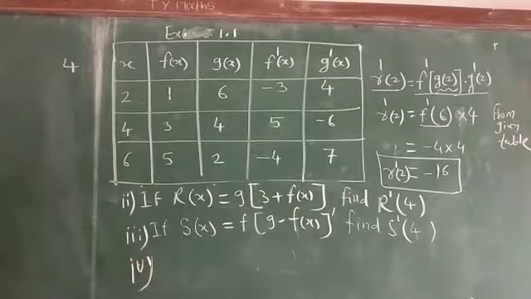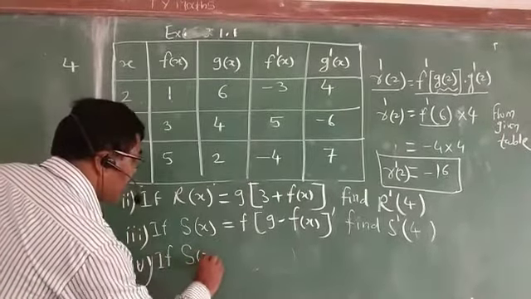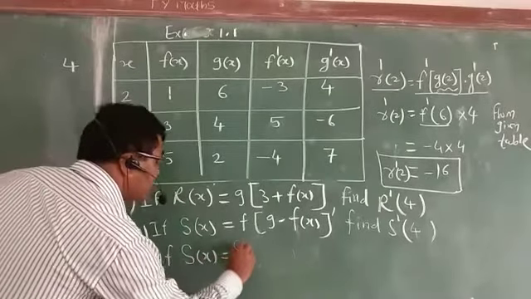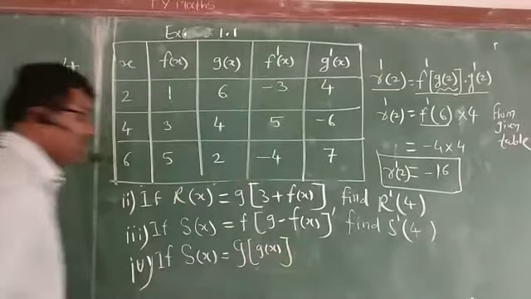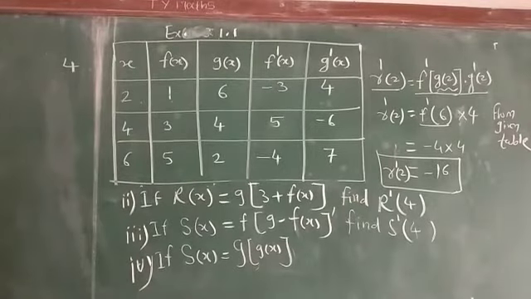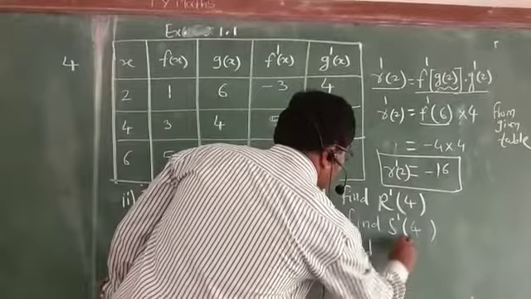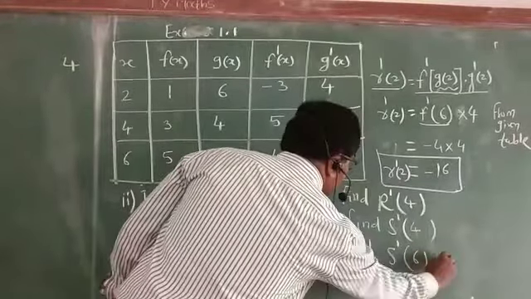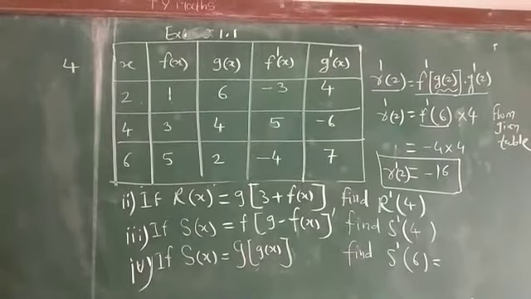Question number 4. If s of x equal to g of x, g of x, find s dash 6.